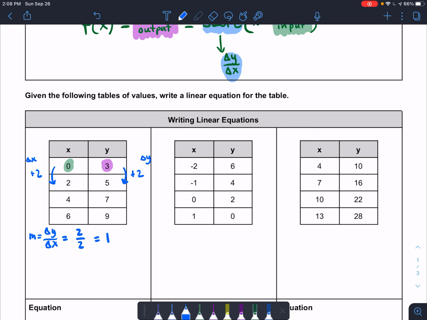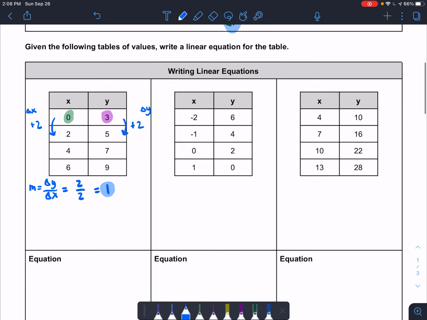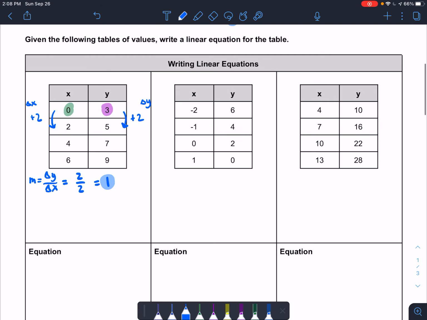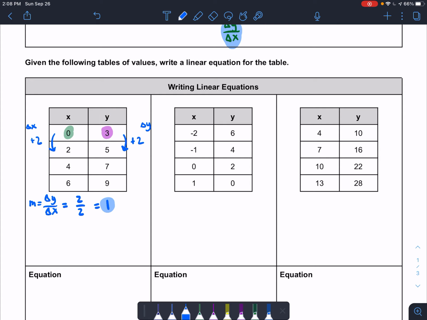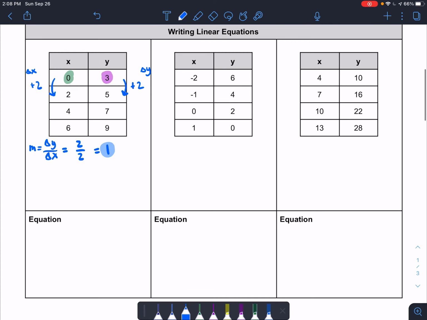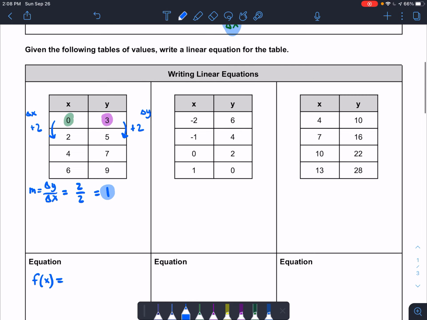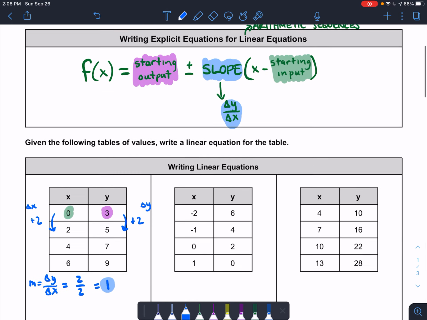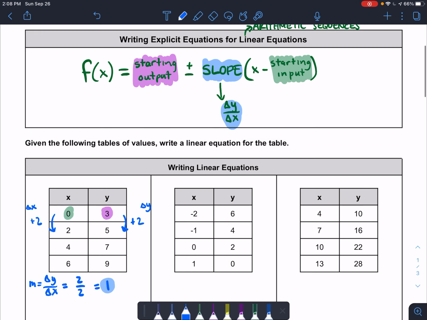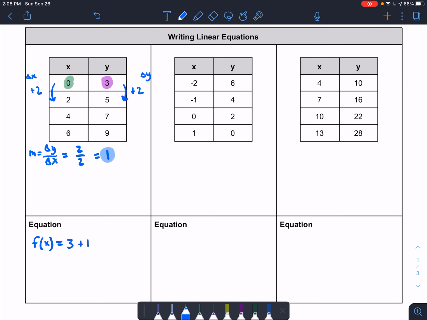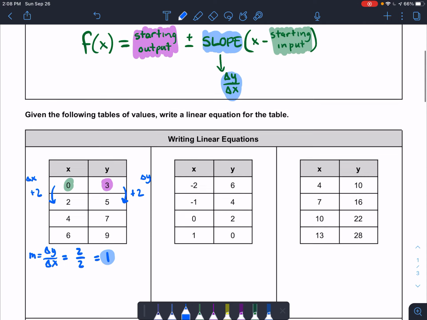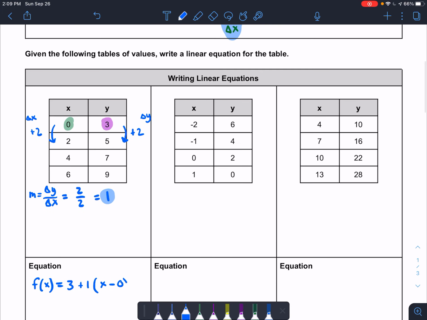So now we put it all together because now we have the slope that we need. We would go down, and we could use f of x. I know over here it says y, but I don't think we'll stress too much on what input-output you use. I'm going to say f of x equals, well, I need my starting output, which we said was 3. I need to add or subtract my slope. My slope was positive 1, so I'm going to add 1, and I'm going to multiply that slope by x minus the starting input, which is 0, okay?